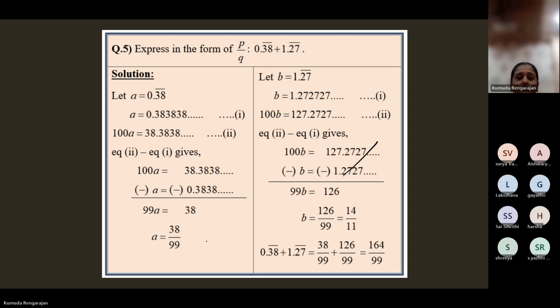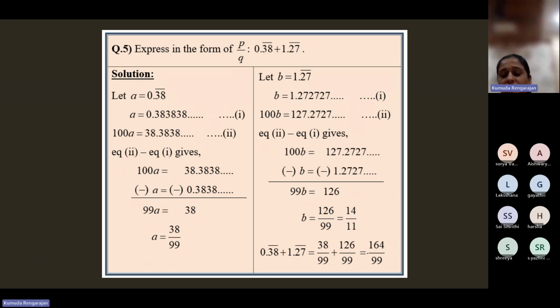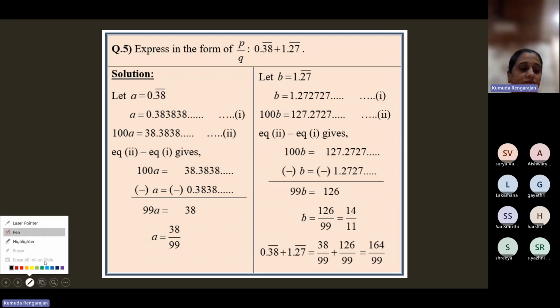Now add this and this. So the answer is 164 by 99. 164 by 99. All right.